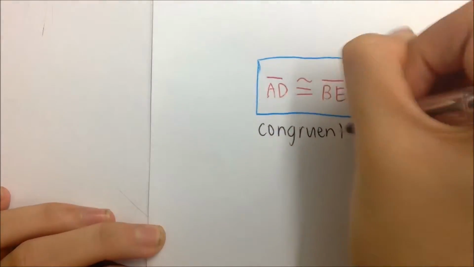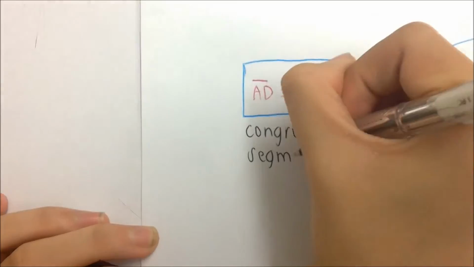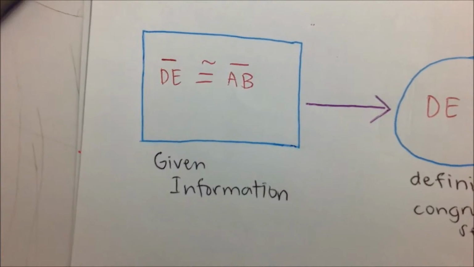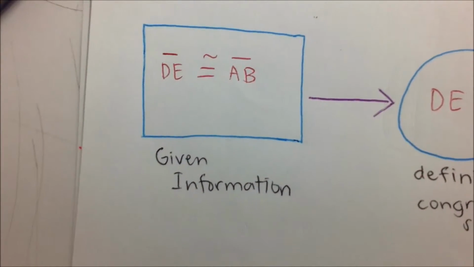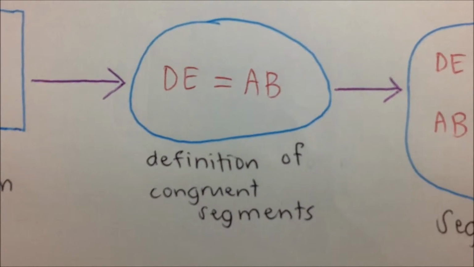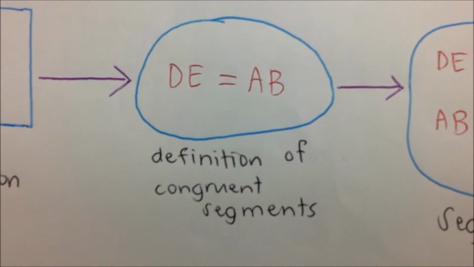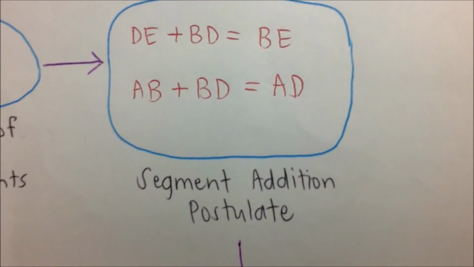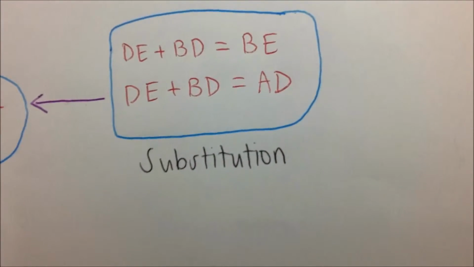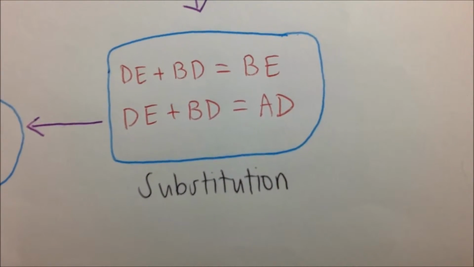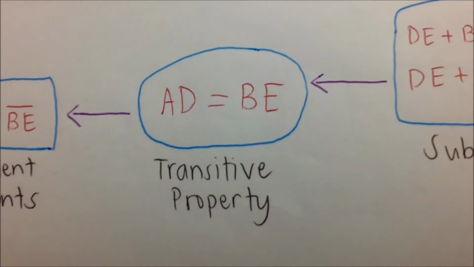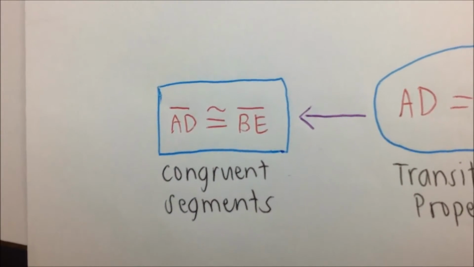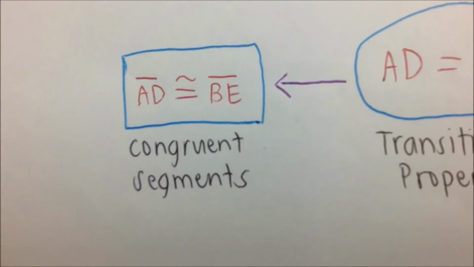Alright, now we're here at the last box. Now that we've shown that segment AD is congruent to segment BE, the reason is congruent segments. Alright, so this is going to be a rundown of what we did. First is the given information, DE is congruent to AB, and then DE is equal to AB as definition of congruent segments. And now we can say that DE plus BD is equal to BE, and AB plus BD is equal to AD as segment addition postulate. Then DE plus BD equal to BE, and DE plus BD equal to AD, we substitute the values. Then we put in AD is equal to BE as transitive property. Now since they are equal, segment AD is congruent to segment BE.